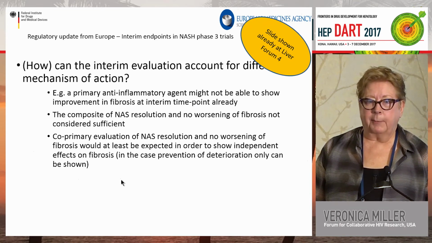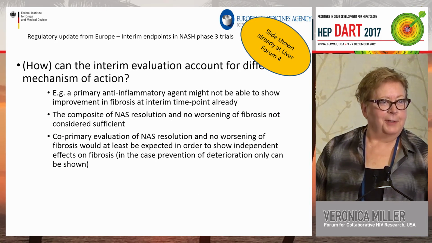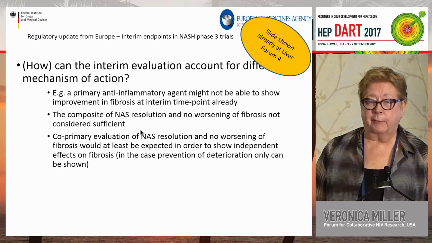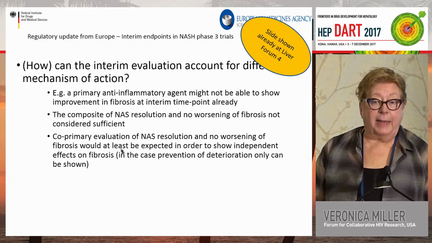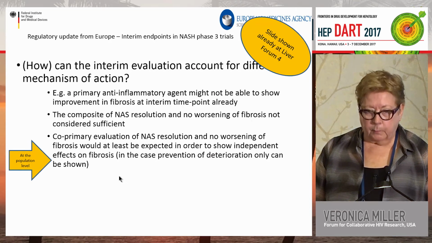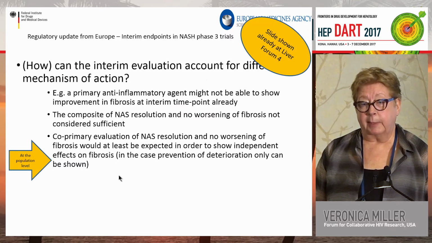For example, coming out of the Centaur trial, depending on the mechanism of action, the exact definition of what your surrogate is may need to change. And so the composite of NASH resolution and no worsening of fibrosis may not be sufficient, and we may need to be able to show an independent effect on fibrosis.